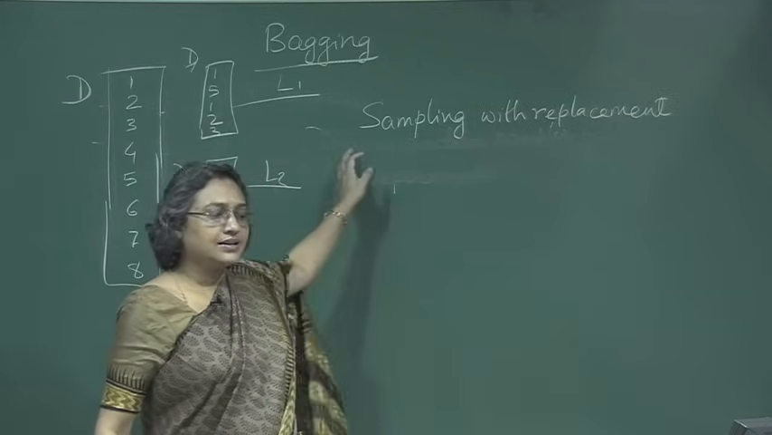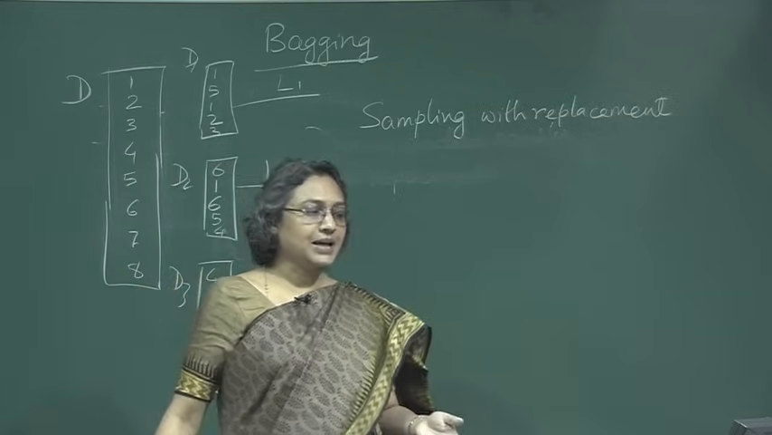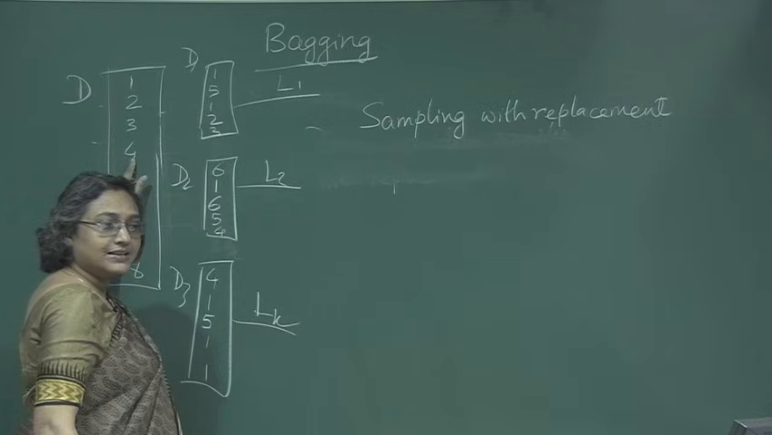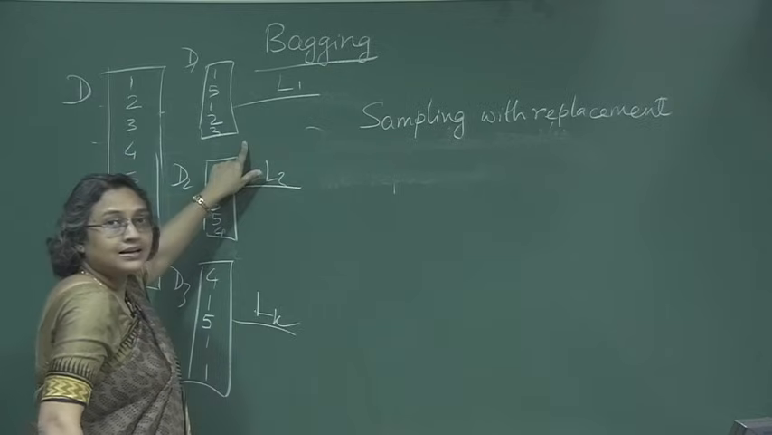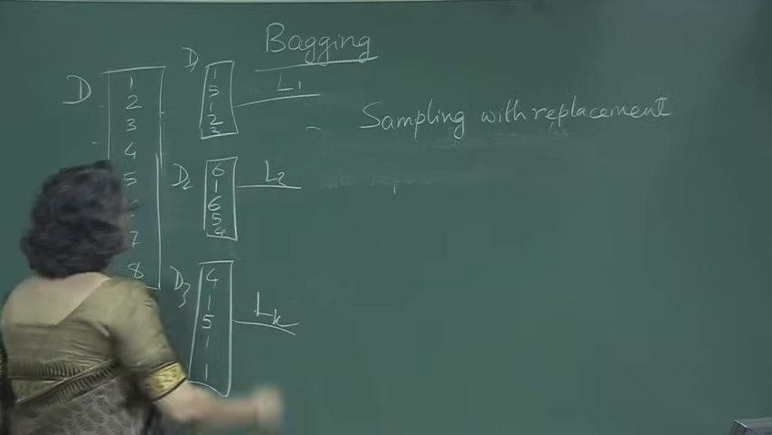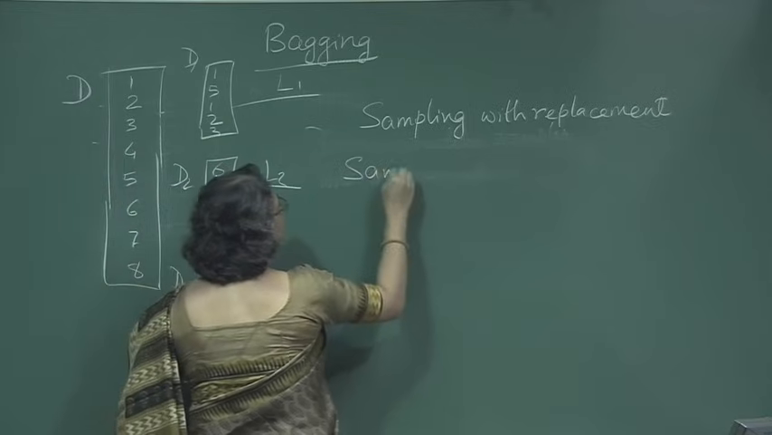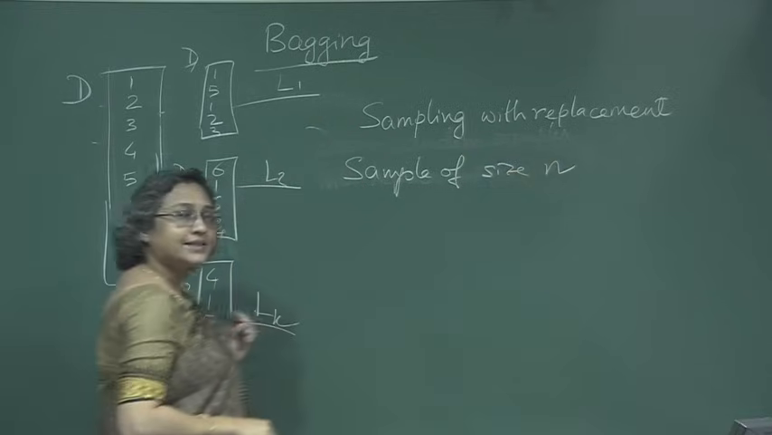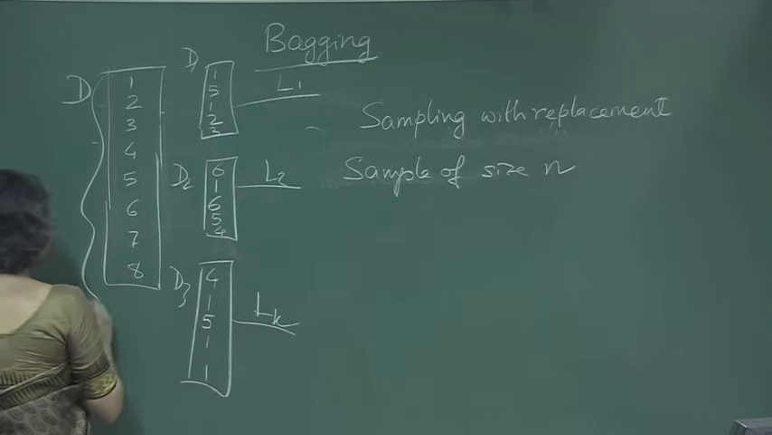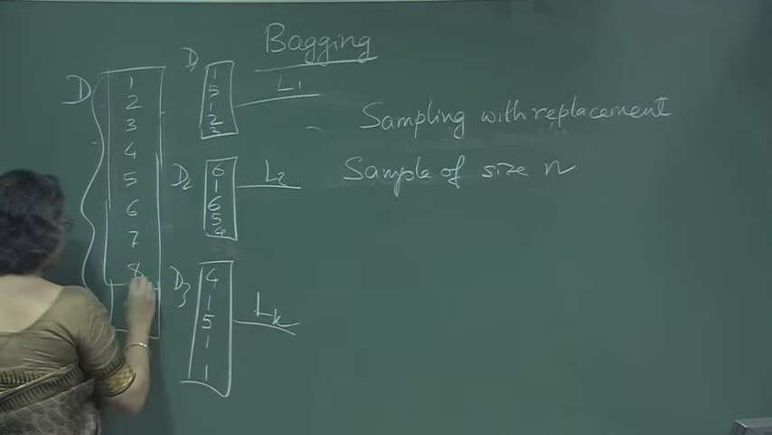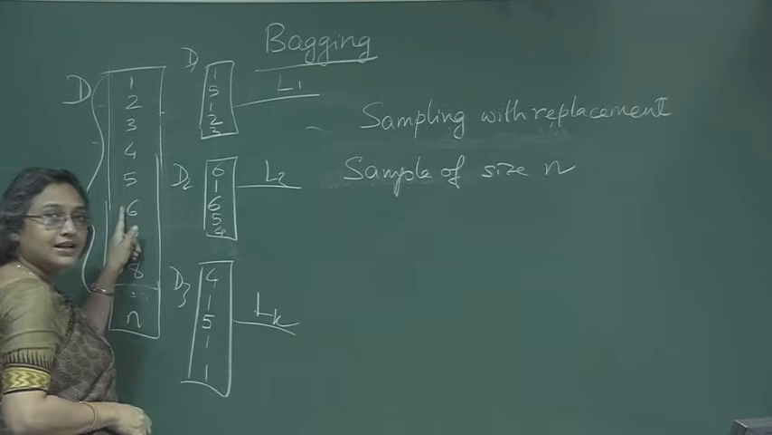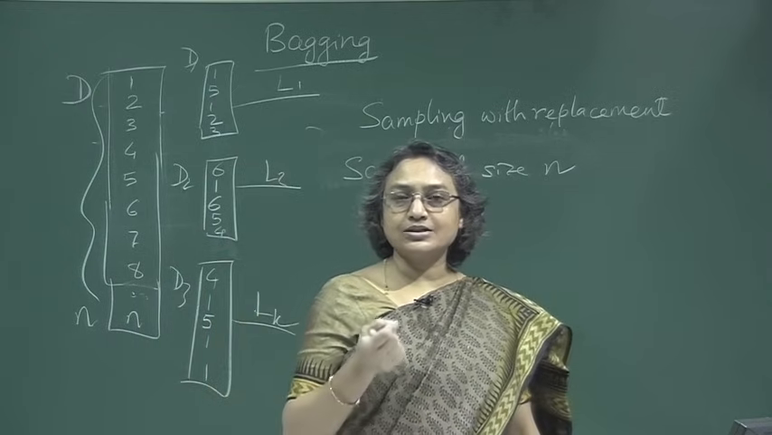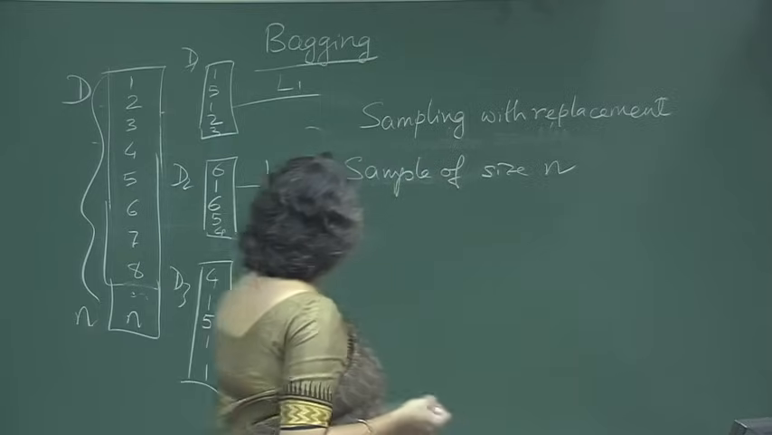And from each sample, we build a bootstrap sample, and if you look at each instance in the original data set, what is the probability that it is included in the sample? Suppose there is a sample of size n, and suppose this data set is also of size n. If you take any instance, what is the probability that when you draw randomly from this data set, a particular instance will get included in Di?